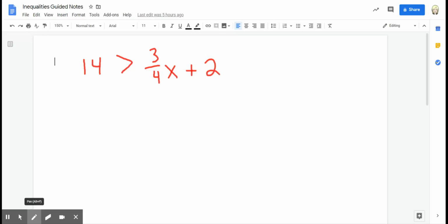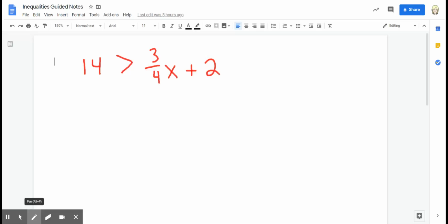The only thing you need to worry about is doing the steps. You could, like I said, get rid of the positive 2 and move it over. However, this makes me a little uncomfortable. I always like my variables on the left and like to solve it that way.